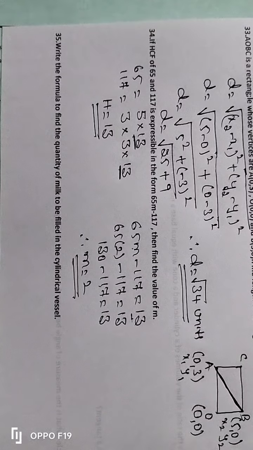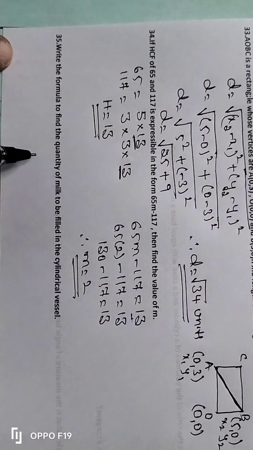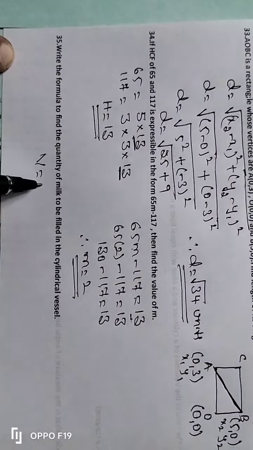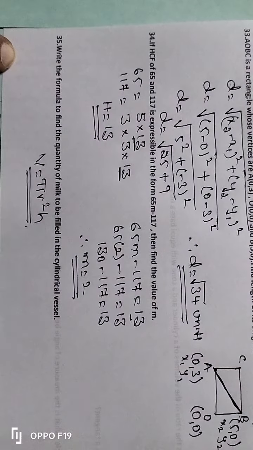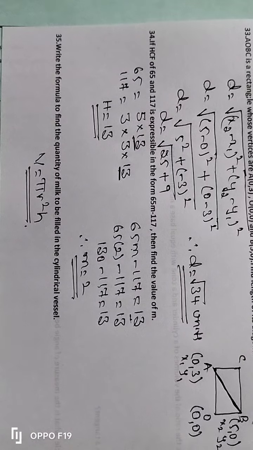So we have filled milk inside a cylindrical vessel. So if milk is filled, we have to write its volume. What is the formula to calculate volume of a cylinder? V is equal to pi r square h. This is the formula to calculate the volume of a cylinder.